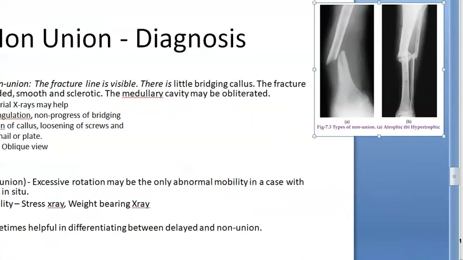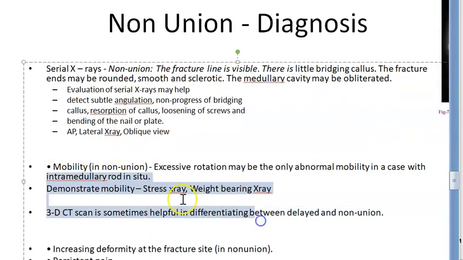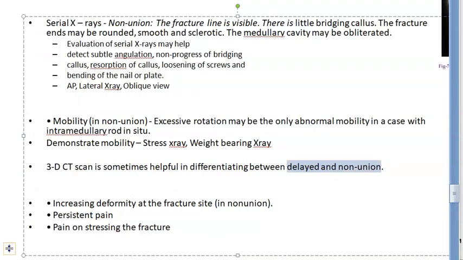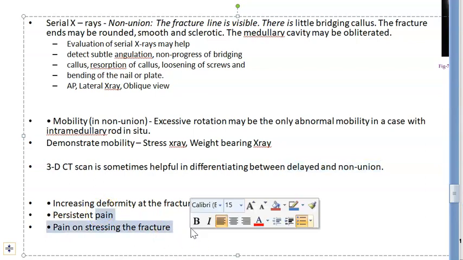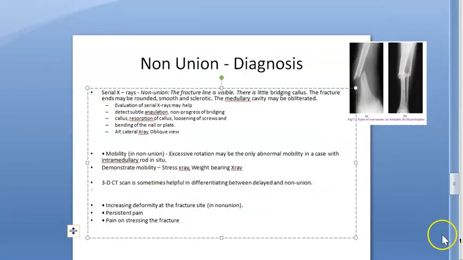So you'll have to take AP view, lateral view, oblique view, etc. Mobility also you can check by doing stress X-ray, weight bearing X-ray. Right, sometimes excessive rotation can be the only abnormal mobility if you have put an intramedullary rod. And to differentiate whether it is a delayed union or non-union, you can use a 3D CT scan. Increasing deformity at the fracture site, pain which is persisting, or pain on stressing the fracture, all this can indicate that there is non-union.